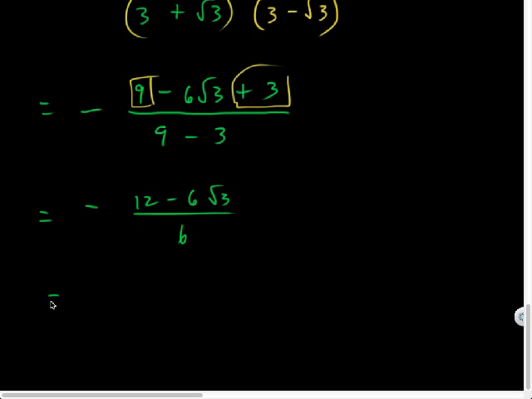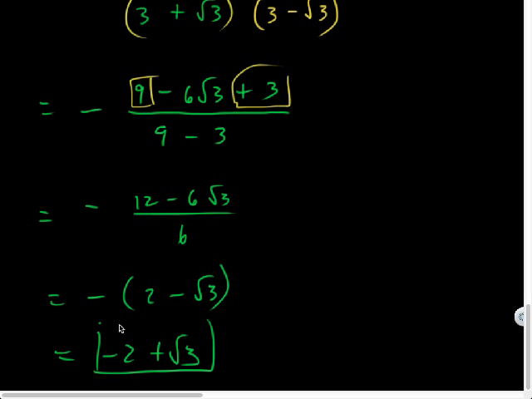I'm running out of room though. Notice that I can actually reduce this, and this, all by 6. If I'm going to reduce, I have to reduce every term in the numerator by 6. Also notice I'm not reducing the rad 3. It's part of this single term here. And I couldn't do that anyway because the radical can't cancel out with a non-radical. So I'll have negative of 12 divided by 6 is 2, 6 divided by 6 is 1, and I believe I can now distribute my minus sign and just get negative 2 plus rad 3.